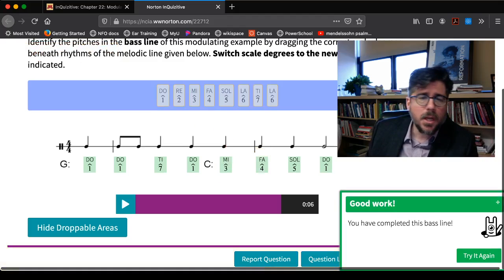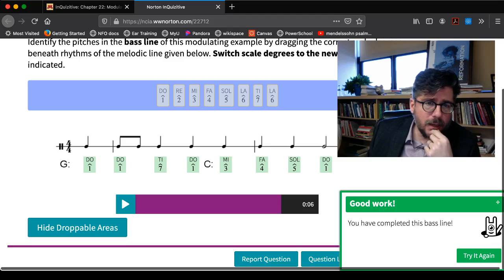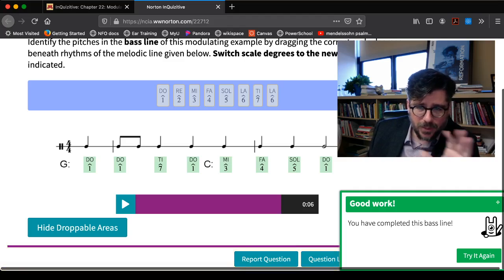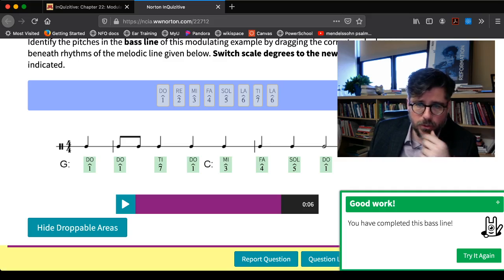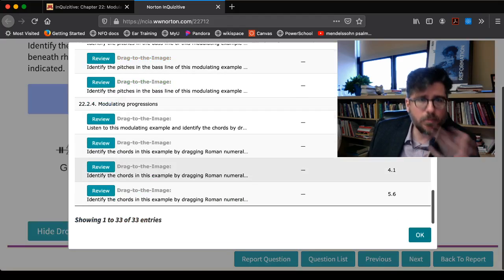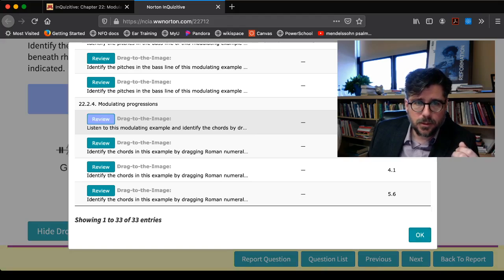That wasn't so hard. I think that one of the funny things here is that I don't really have a big cadence at the end of this key area. And it seems to slip very quickly into this new key. But hopefully that helps you figure out the rest of those questions. What's the last kind here? Modulating progressions. Well, let's see.